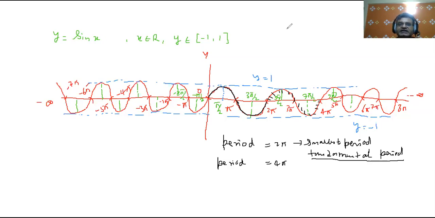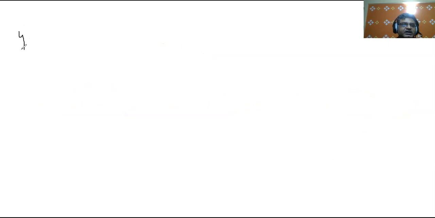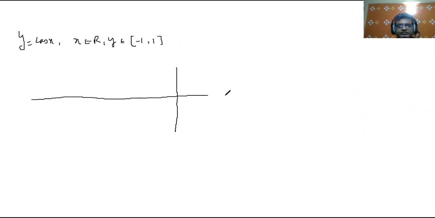Now we are moving to the next, y equals cos x. In this case also, x can take all real values and y will take values from -1 to 1. Now we see the graph of cos x. The graph of cos x is like this. It starts from here and goes like this.